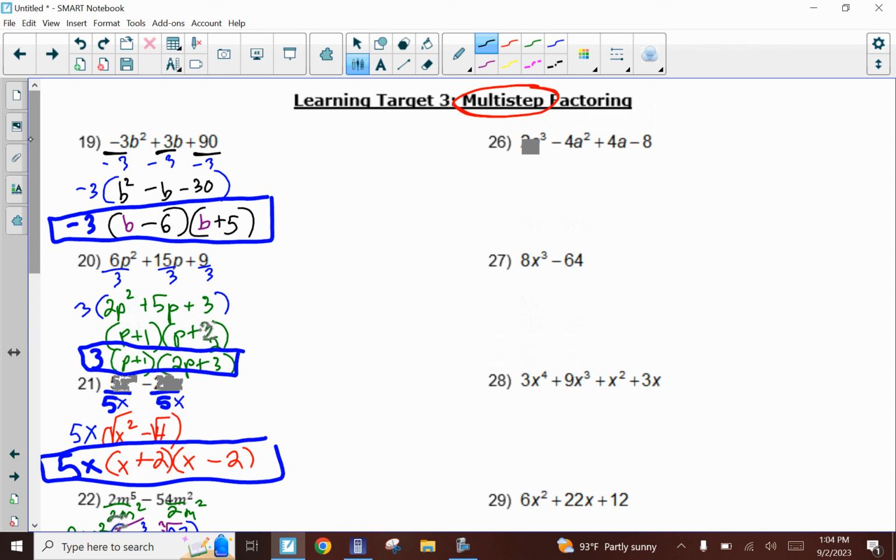Okay, next one, looks like it's going to have a GCF. I don't think I need the calculator for this one. It looks like the GCF is just going to be 2. So if I take out the 2, I'll be left with a to the third minus 2a squared plus 2a minus 4.